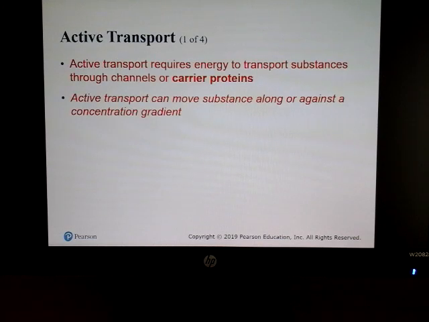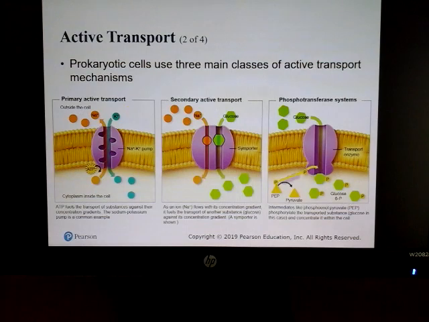Now with active transport, please know that it requires energy and it requires carrier molecules. Now, here's the difference between this and passive transports. Active transport can transport molecules from a low to a high concentration. And again, here's an example of some different types of active transport.